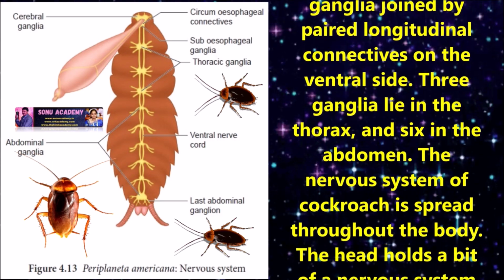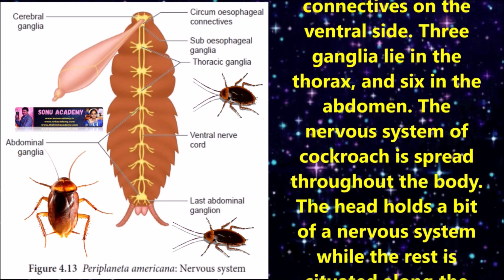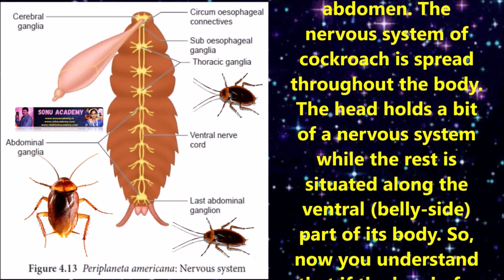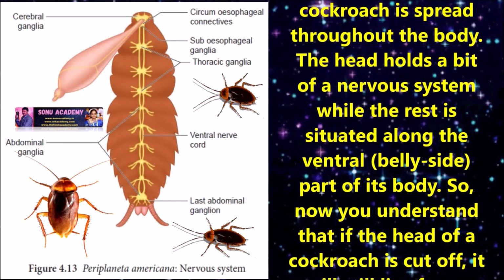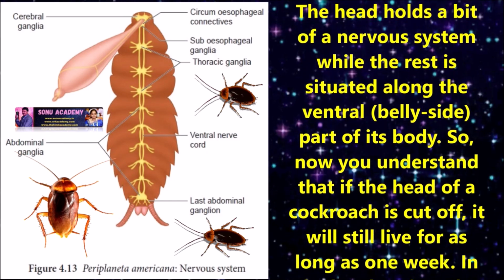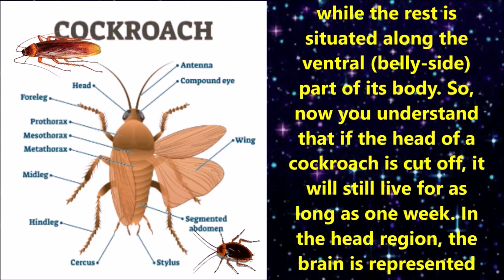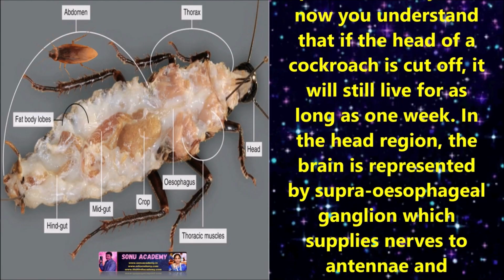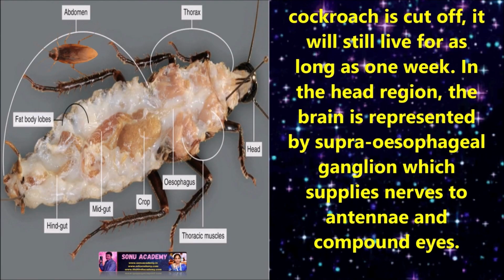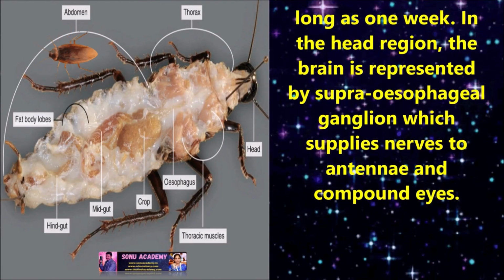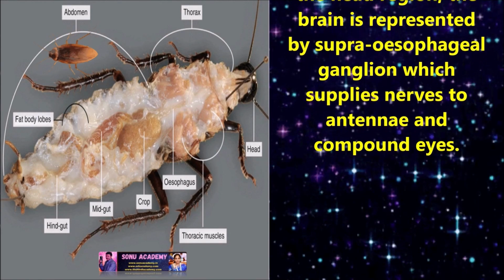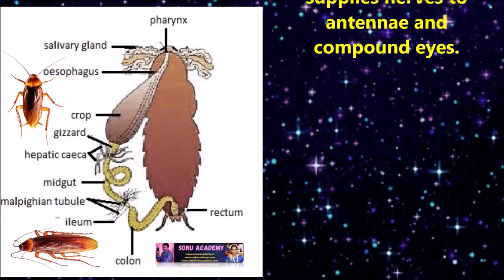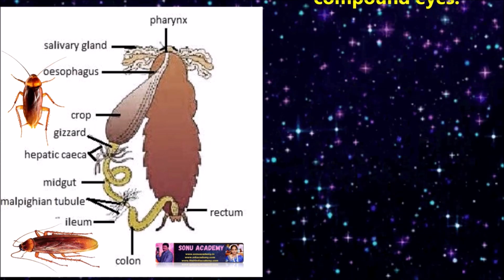The nervous system of cockroach is spread throughout the body. The head holds a bit of nervous system while the rest is situated along the ventral part of its body. So now you can understand that if the head of a cockroach is cut off, it will still be alive for as long as 1 week. In the head region, the brain is represented by supraesophageal ganglion, which supplies nerves to antennae and compound eyes.